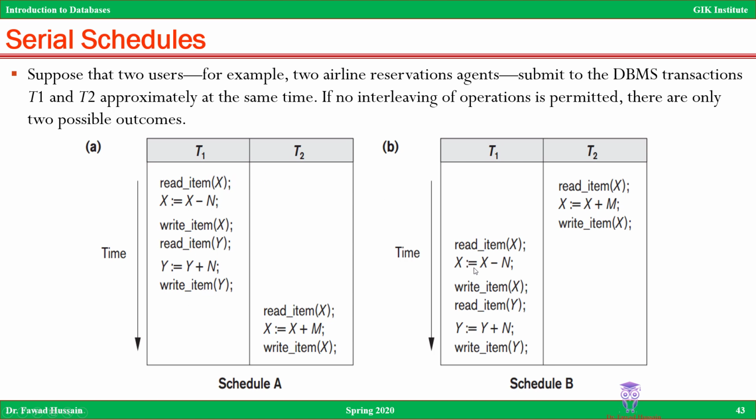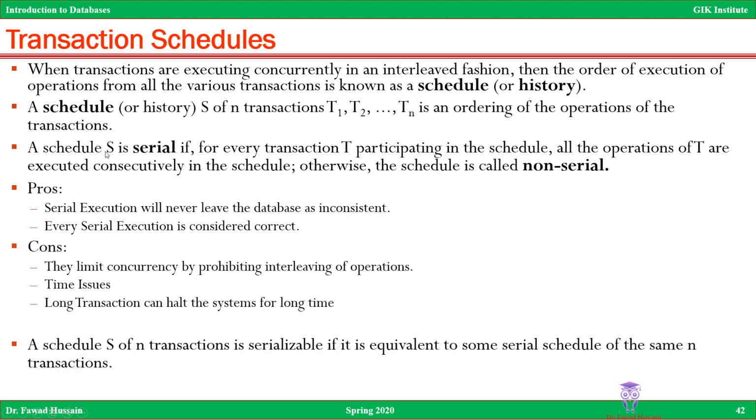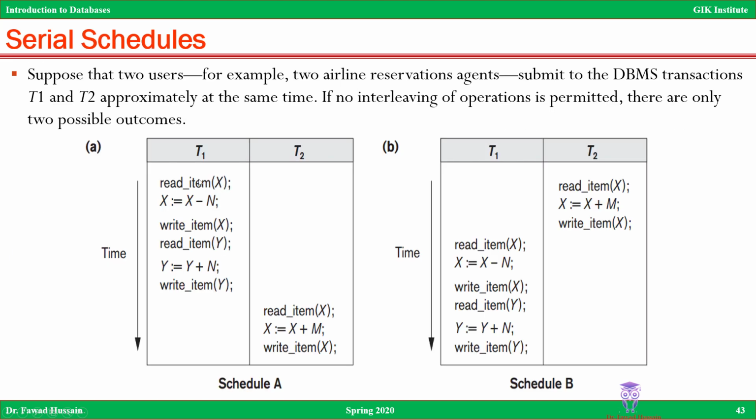Another possibility is that the T2 transaction executes first and the T1 transaction executes second. Both of them are serializable, because we say that a schedule is serializable if for every transaction participating in the schedule, all the operations of T are executed consecutively in the schedule. Here all of T1 are executed consecutively before we go to T2, and here all of T2 is executed serially before we go to T1. So both of these are serializable.